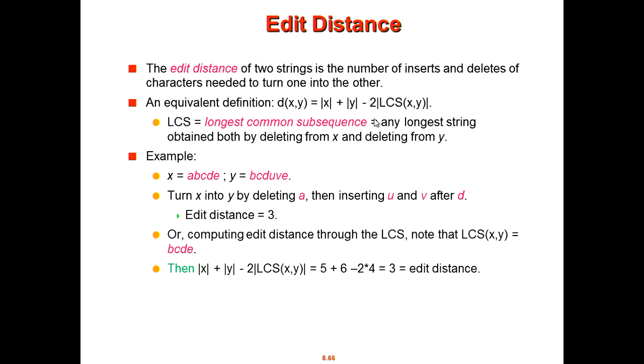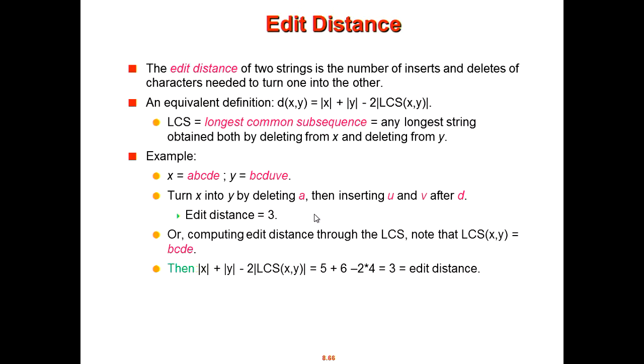The LCS, the longest common subsequence, is just any longest string obtained both by deleting from x and deleting from y. For example, x is a, b, c, d, e, and y is a, b, c, d, u, v, e. If we want to turn x into y, we first delete a and we get b, c, d, e. Then we insert u and v between d and e. So there are 3 operations: delete one a and insert 2 new characters. And so the edit distance is 3.